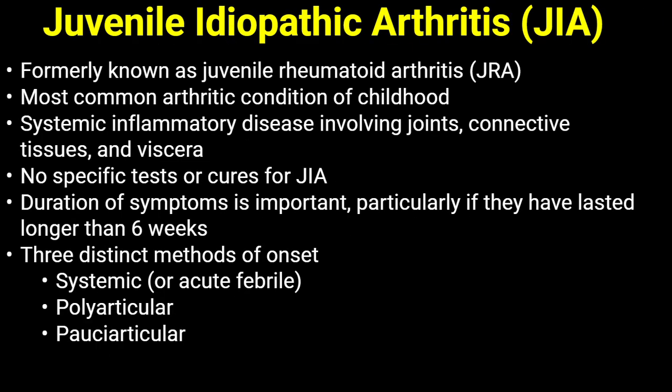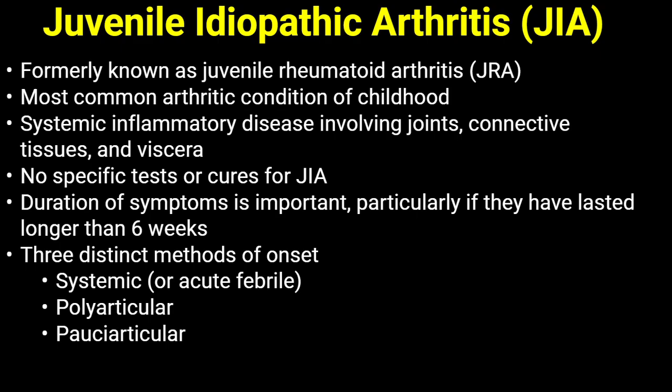JIA is the most common chronic rheumatologic disease of childhood and the most common form of arthritis in children. Unlike osteoarthritis in older adults, which results from years of wear and tear, JIA is an inflammatory disease. The immune system attacks the synovium, which is the lining of the joints. This causes inflammation, swelling, pain, and stiffness. If the inflammation continues over time, it can damage cartilage, bone, and even interfere with normal bone growth.